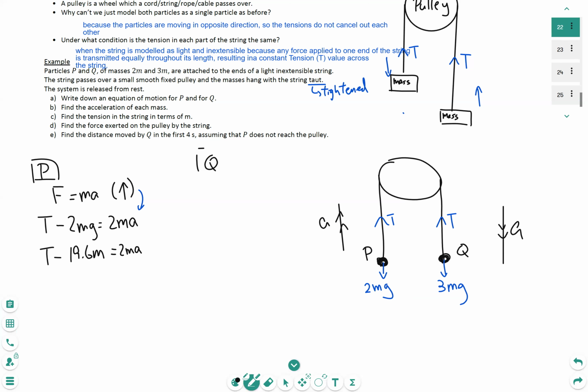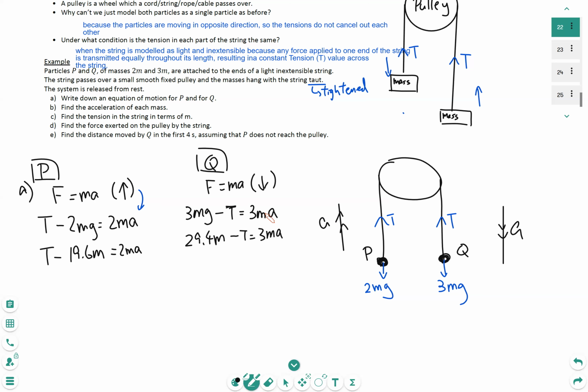And for Q, we'll do the same thing. F equals ma, but this time it is downwards because Q is going downwards. So the resultant force will be 3mg minus T. As we're going down, the downward force has to be bigger than the upward force. So 3mg minus T equals the mass, 3ma. 3g is 29.4 m, minus T equals 3ma. So that's the answer to part A.